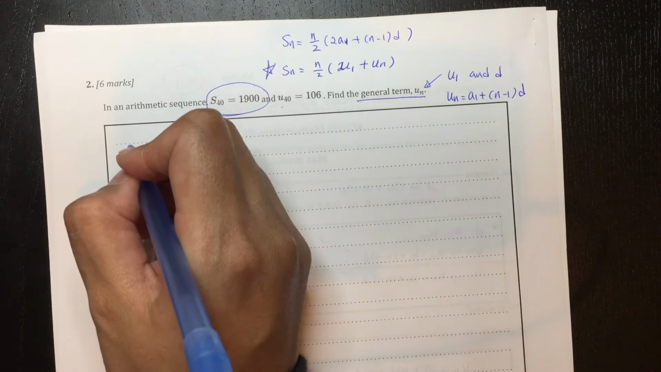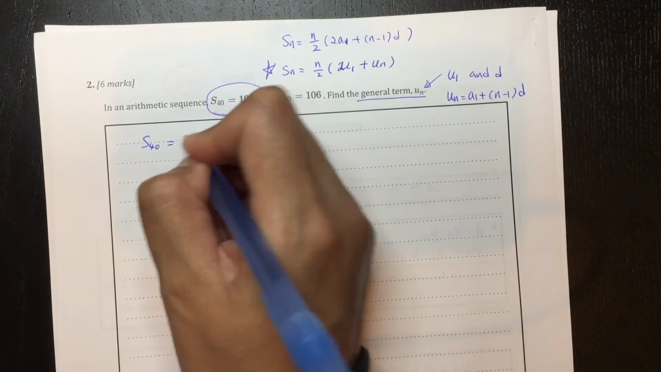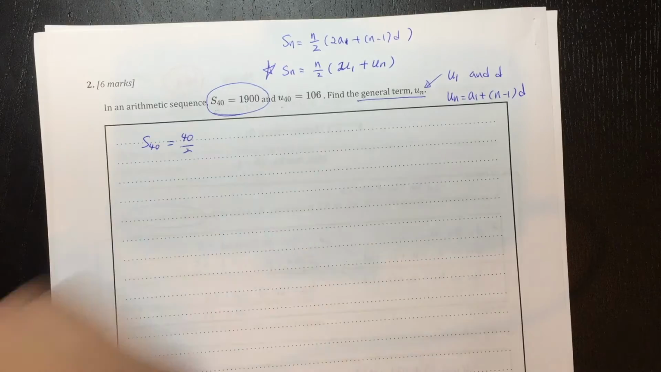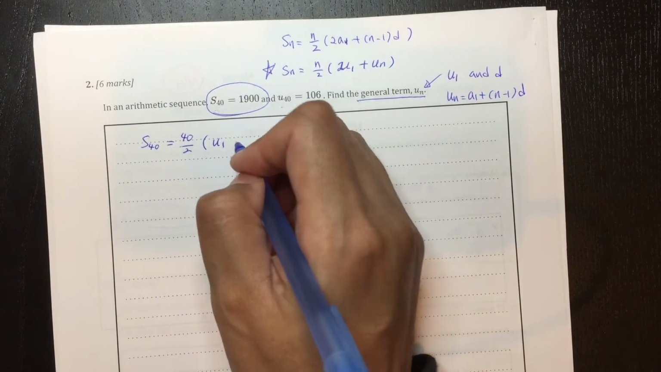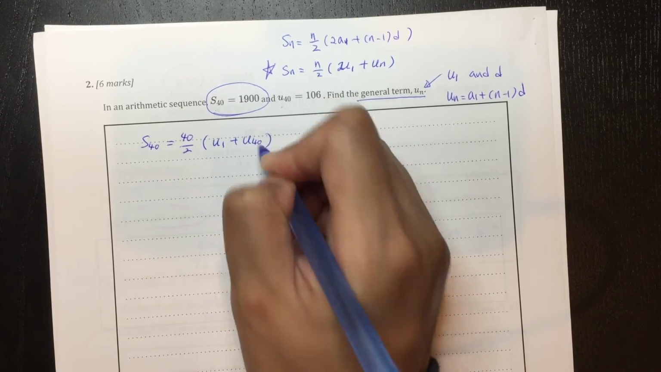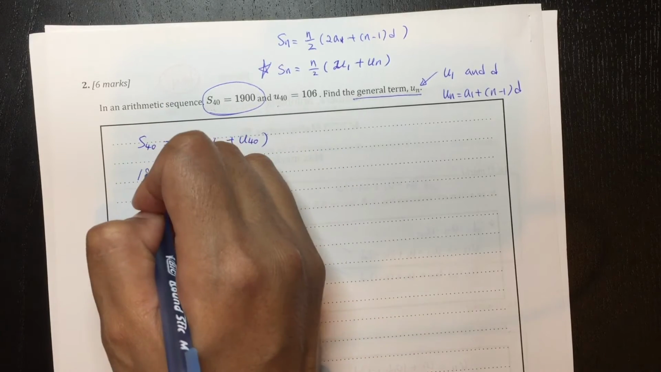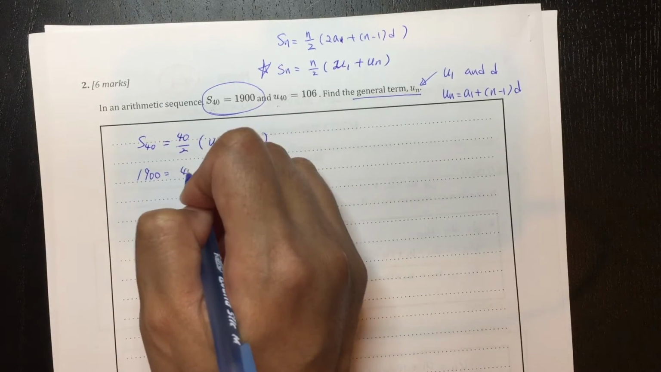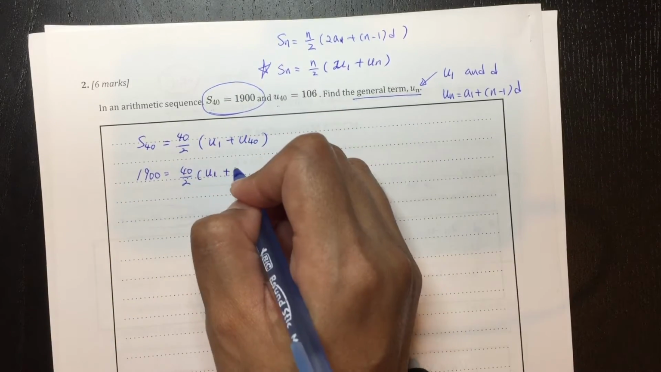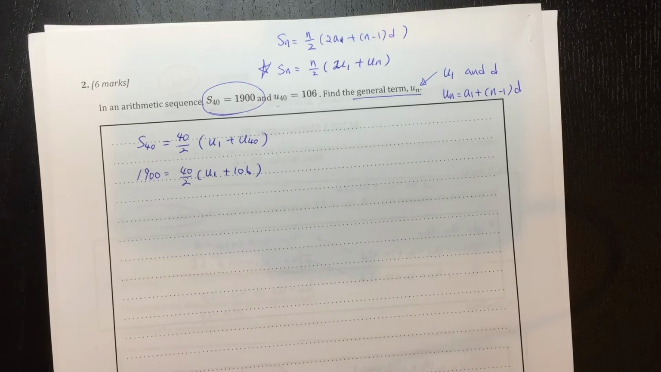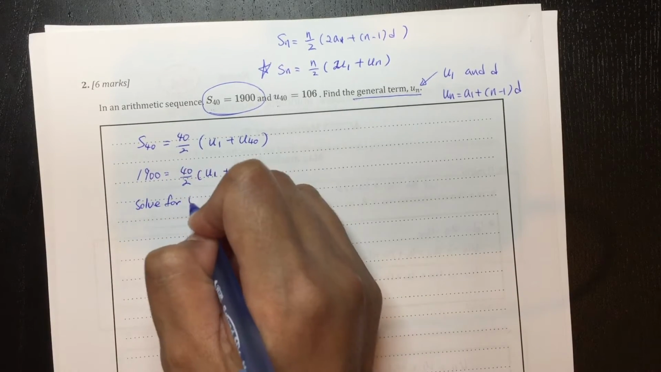So S40 equals 40 divided by 2. The U1 value is unknown, but we do know the U40 value, right? So we can say S40 is 1900, 40 divided by 2, unknown U1, and U40 value of 106.